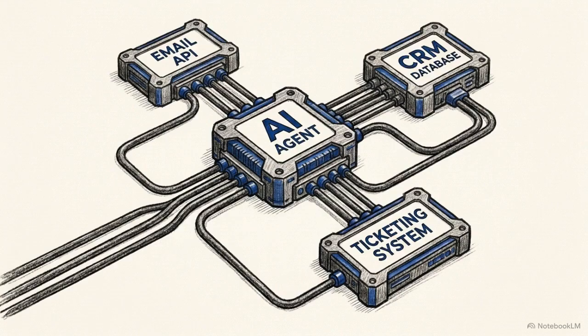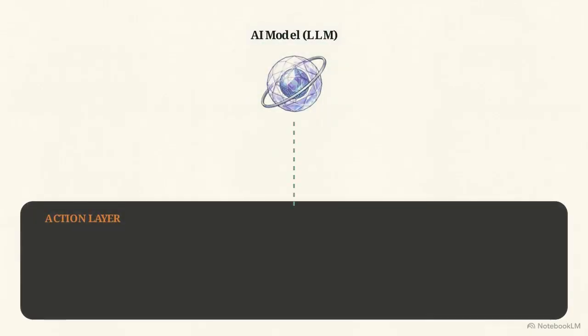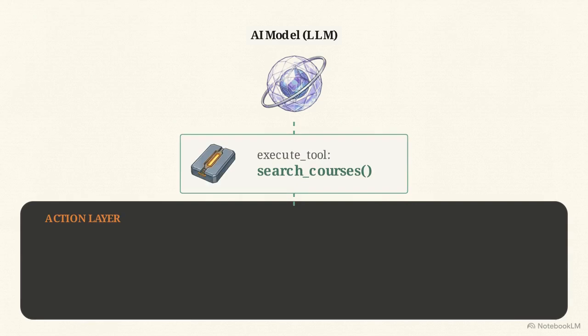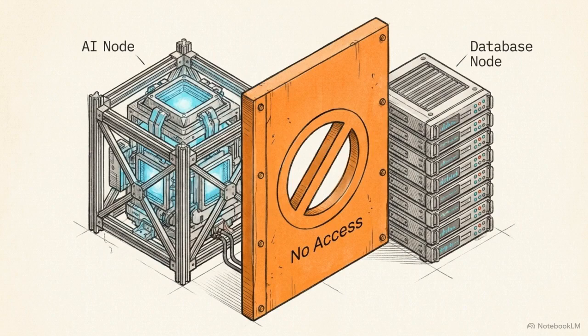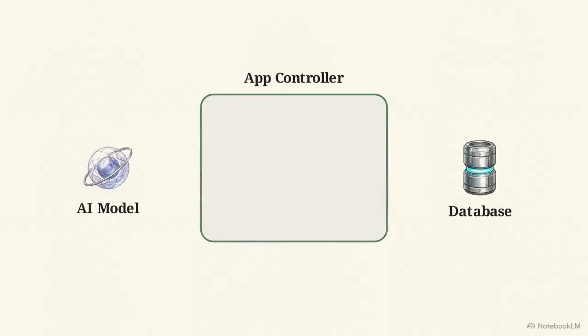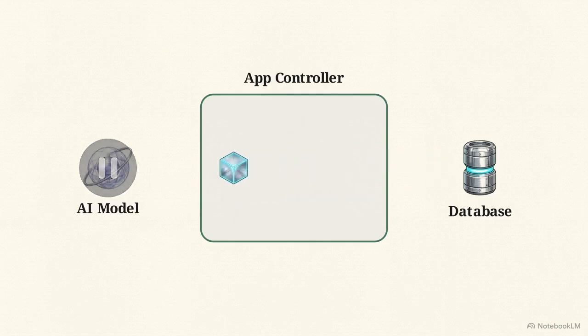Beyond answering questions, AI agents are designed to take action, like analyzing learner progress, drafting performance reports, and emailing users. This requires tool calling. Instead of generating plain text, the model is given a defined list of capabilities and can request structured actions. The AI model does not directly execute database queries, modify records, or send emails itself. The application code intercepts the tool request, acting as the absolute authority while the model waits. The application validates parameters, verifies permissions, and checks rate limits. If authorized, it executes the query and returns the results back to the model.